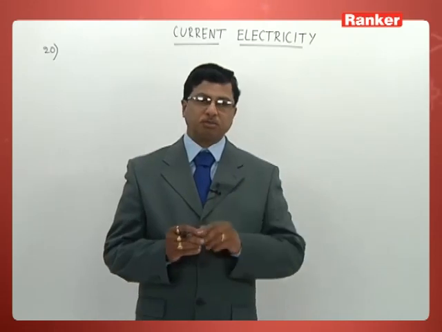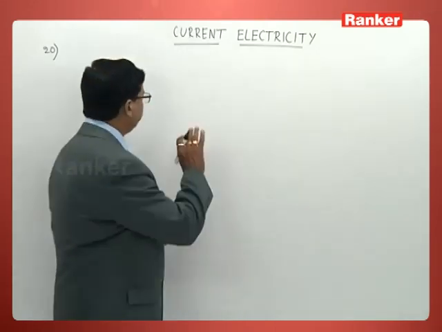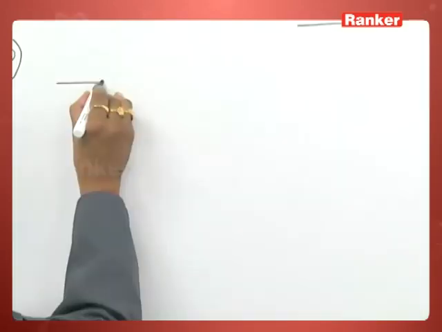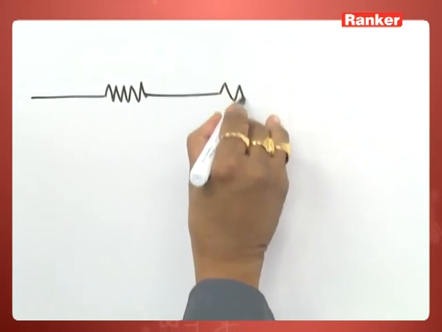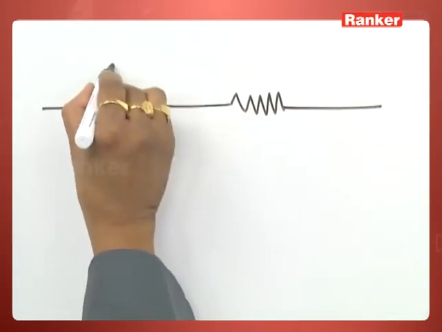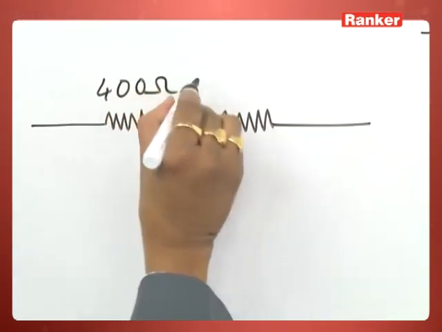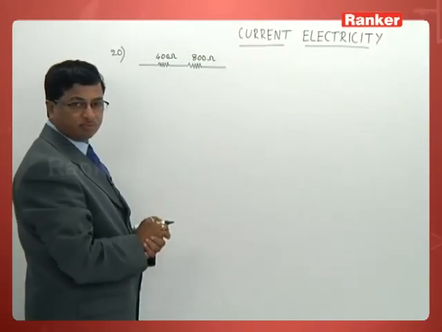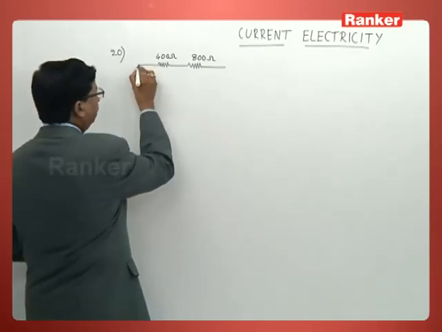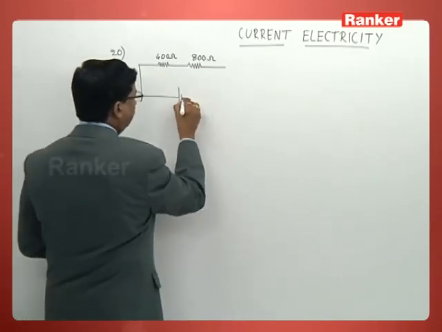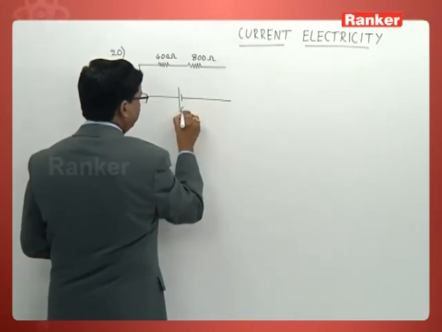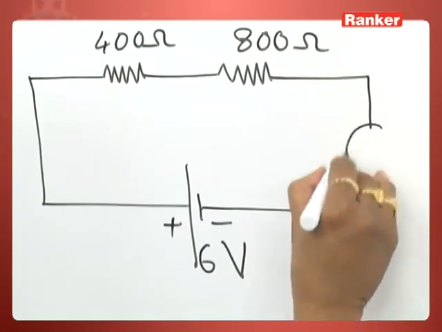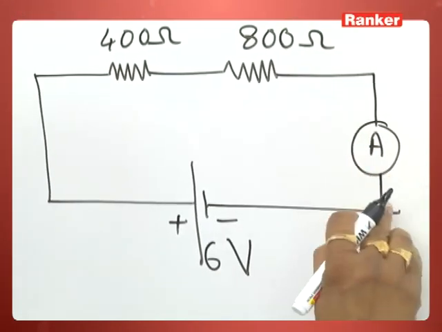That is actually the concept. So what you should understand first of all is the first circuit I am talking about. There are 2 resistances connected in series this way. One is 400 ohm, one is 800 ohm. Both are connected across a cell of 6 volt. And we know well, an ammeter is connected across this, he said.